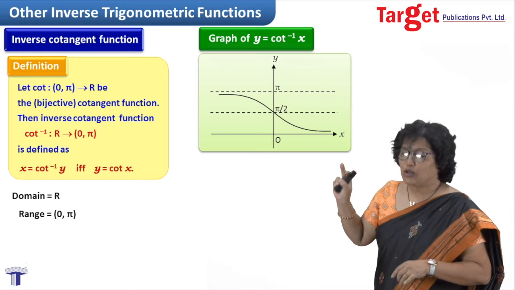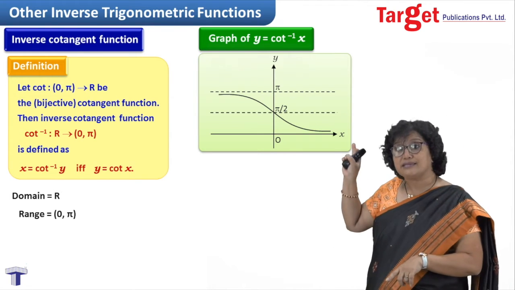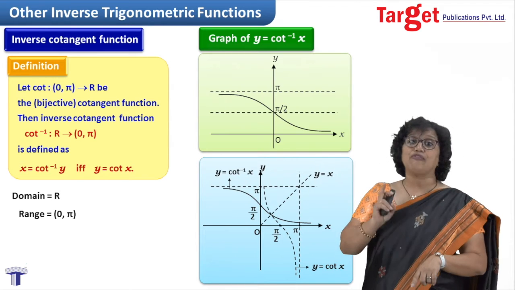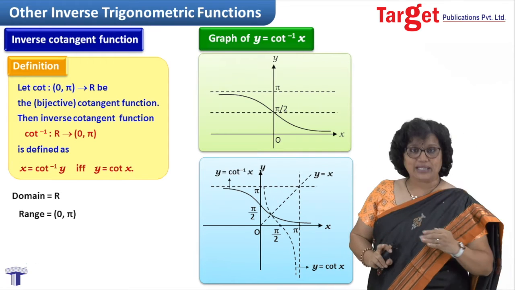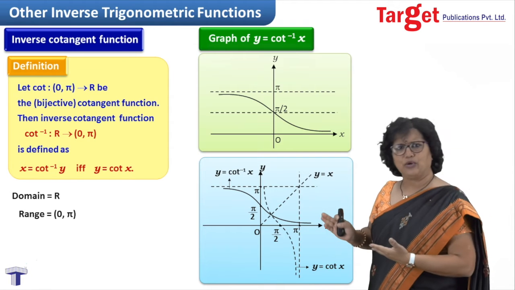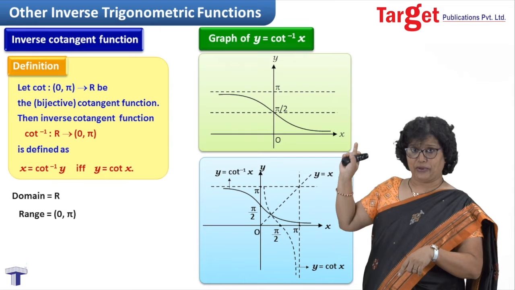Remember, please. This graph at some places I have observed is not given correctly, but this is the right graph, which you can check yourself by first drawing the graph of y equal to cot x in the interval 0 to pi. Draw the line y equal to x, then take its reflection, and you can verify yourself that the graph of y equal to cot inverse x looks like this, the top one.